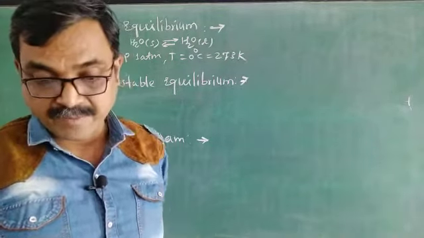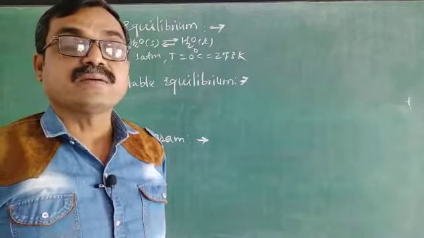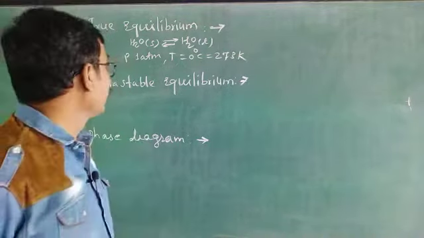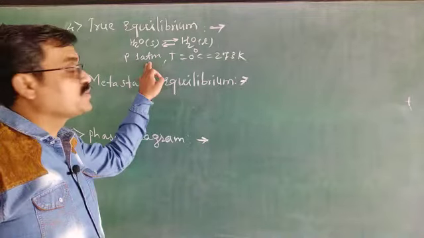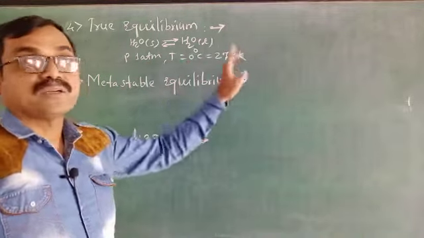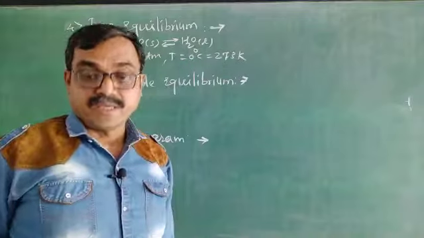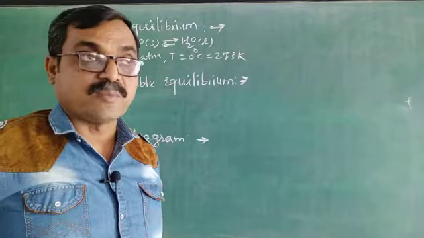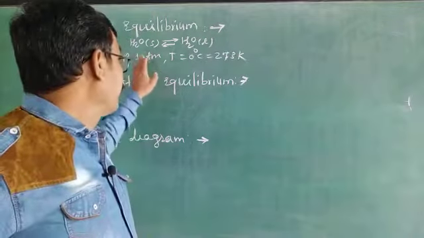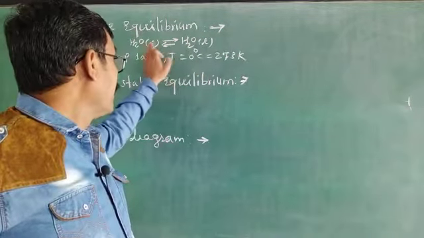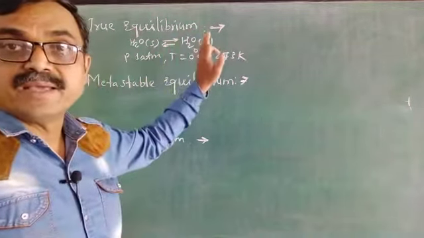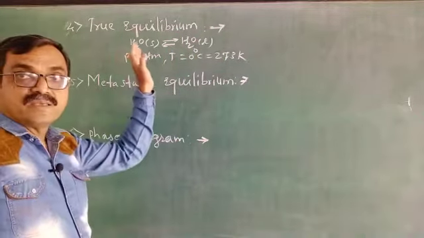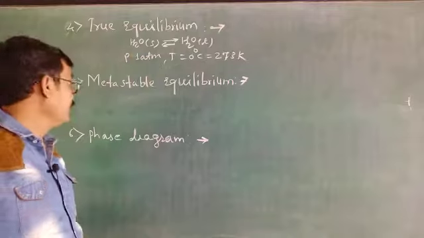Means for water at 1 atmospheric pressure and a temperature of 273 Kelvin, irrespective of whether the equilibrium is obtained by freezing liquid water or by melting solid ice, such a system is said to be in true equilibrium.